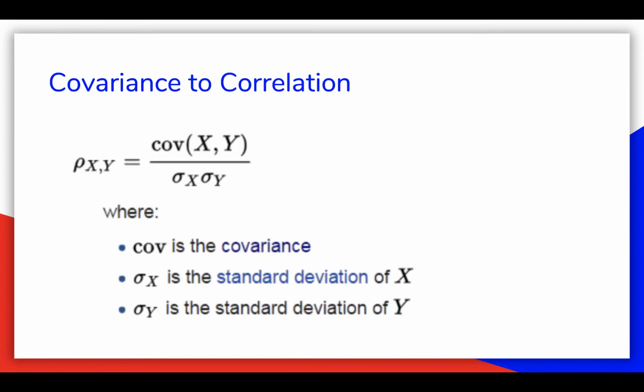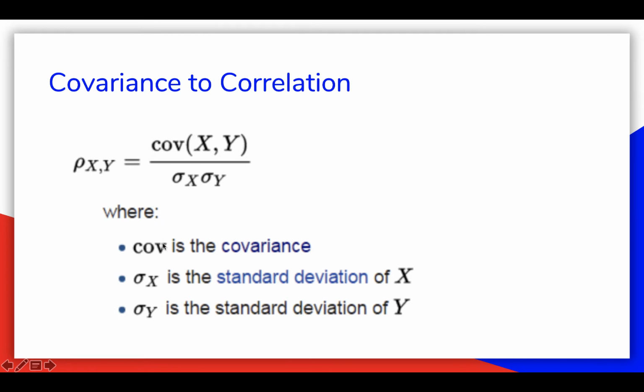So the way that we calculate correlation, we say this here is rho, or that's why it's also called R, Pearson's R, or rho of x and y is the covariance of x and y.